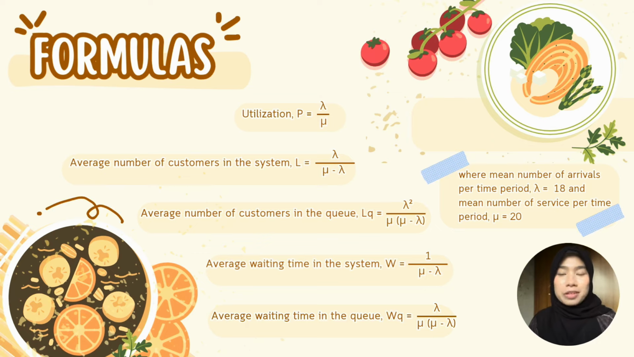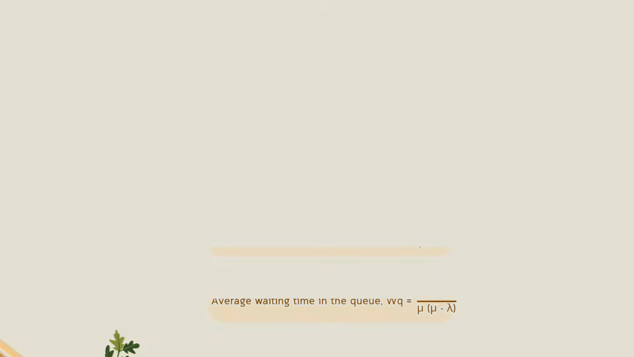After that, we look at the average waiting time in the system, W. This is the average total time a customer spends in the system from arrival until service is completed. Lastly, the average waiting time in the queue, WQ. This shows the average time a customer spends waiting in line before getting served. For this system, the arrival rate lambda is 18 customers per hour and the service rate mu is 20 customers per hour. These values are used in all the formulas to calculate the performance of the queuing system.